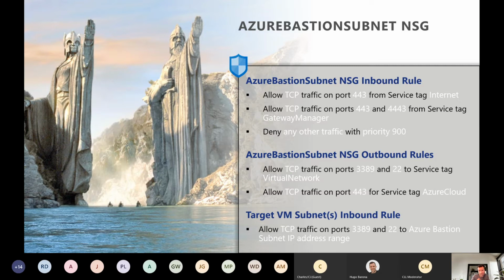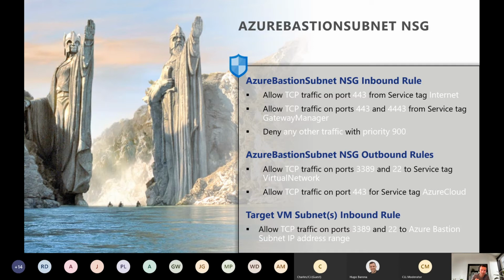As outbound rules, on the same Azure Bastion subnet, you should allow TCP traffic on ports 3389 and 22 to the service tag VirtualNetwork, and this is to allow management of your VMs in the different subnets of the VNet. You should also allow traffic on port 443 to the service tag AzureCloud. This service tag holds all Azure data center public IPs, which among other things are required by the Azure Bastion service, and for example also for Azure Backup.